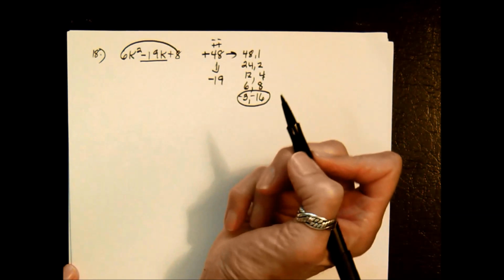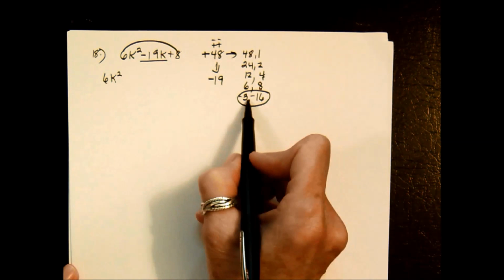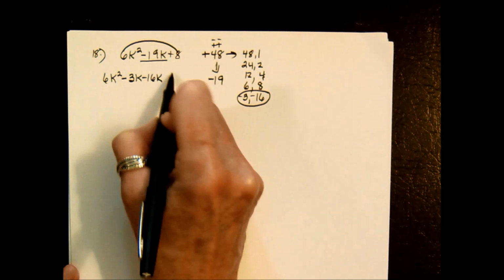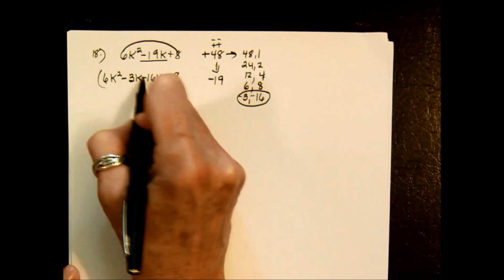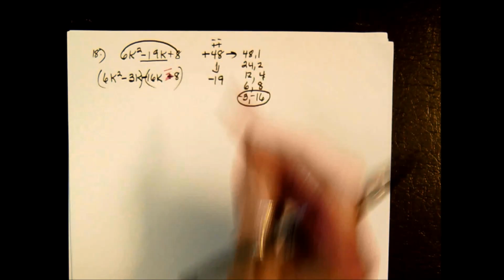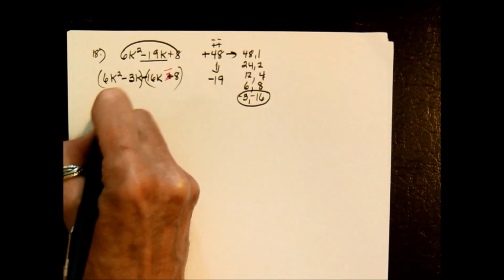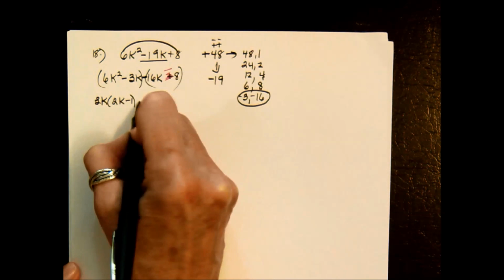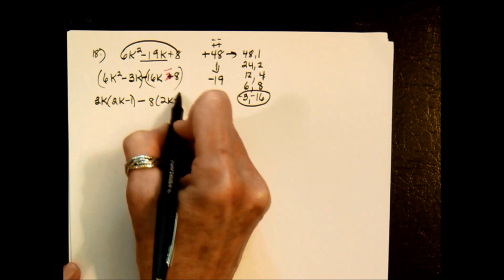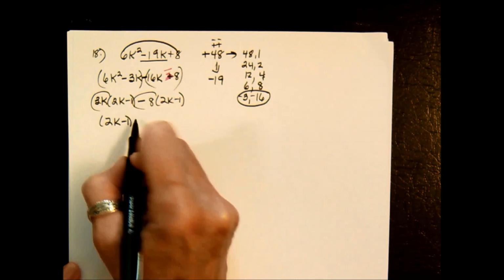So I am going to bring down my first term. I'm going to break down my second term into these two pieces, minus 3k minus 16k. Bring down my last term. I now group. Notice that minus sign causes me to change the sign on my last term, and I'm now going to factor out the GCF. So 3k, 2k minus 1. Bring down your minus. My GCF here is 8, and I have 2k minus 1. They do match, so that is my first factor, and my second factor is right here, 3k minus 8.